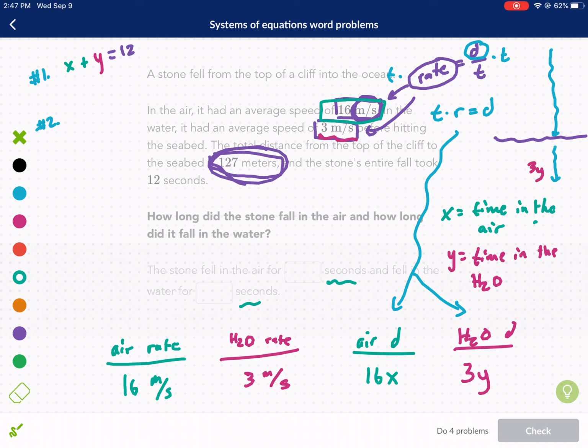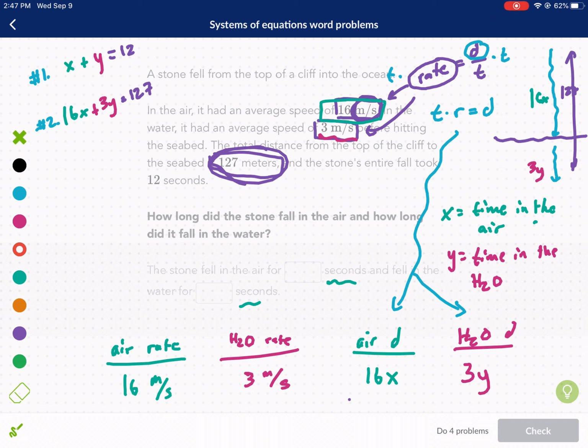So this distance is 3y. This distance is 16x, and now we have our second equation. We know that 16x plus 3y equals a grand total of 127. At this point, we have it set. We have everything established. Now, this is probably the toughest part.